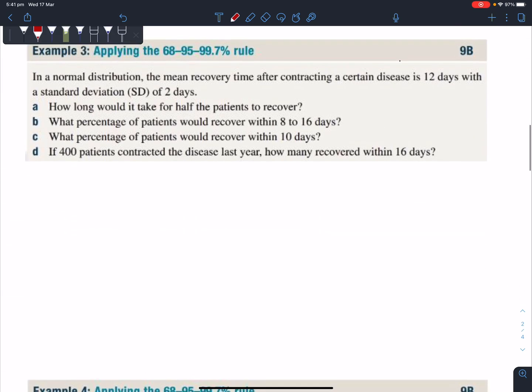Next one. In a normal distribution, the mean recovery time after contracting a certain disease is 12 days with a standard deviation of 2 days. So let's draw that straight away. Bell curve, probably a bit big. I still need to write the answers. Okay?